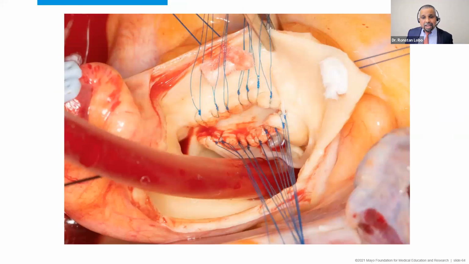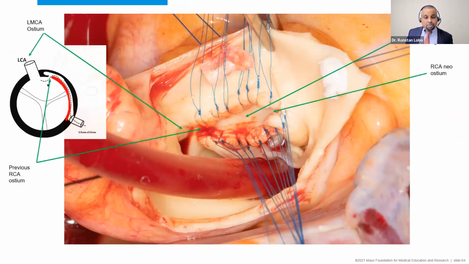So now here it is completed. What you can see is that the previous ostium of the RCA, corresponding to the figure here, has now been opened, and the previous lumen of the intramural segment is now part of the lumen of the aorta, that I'm showing over with my mouse here.